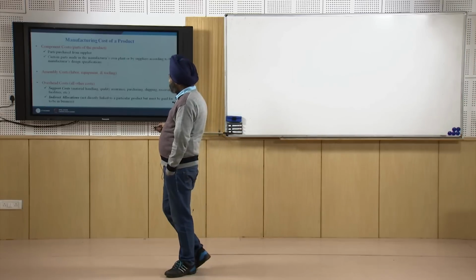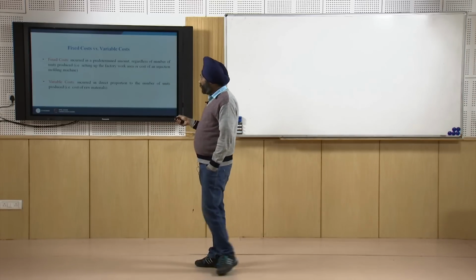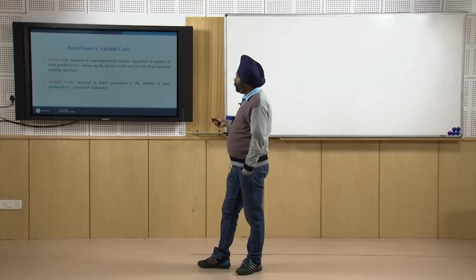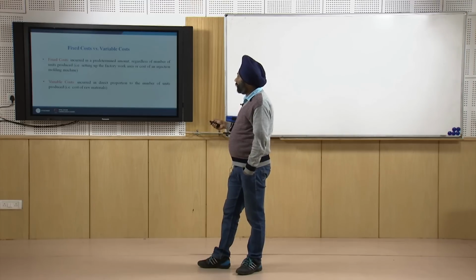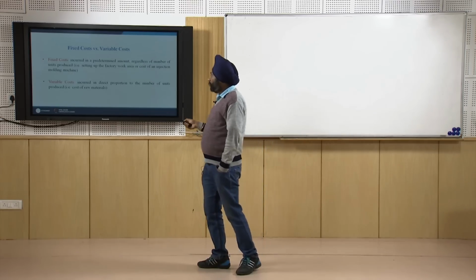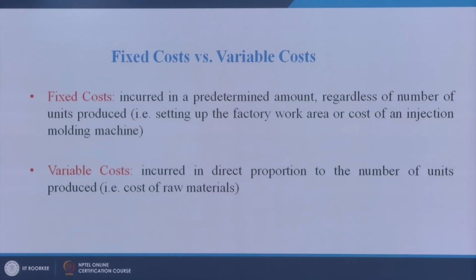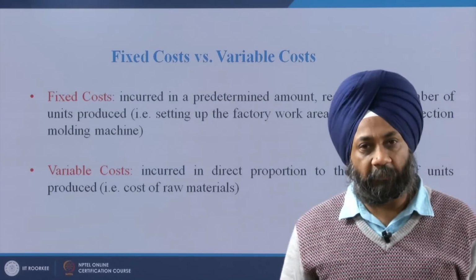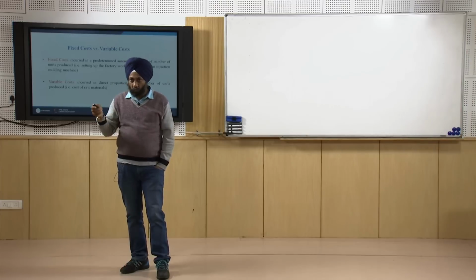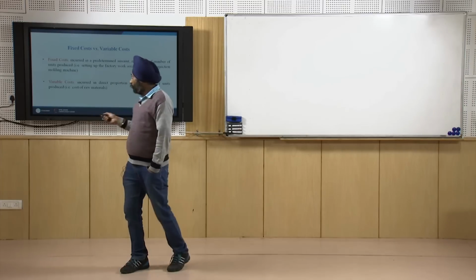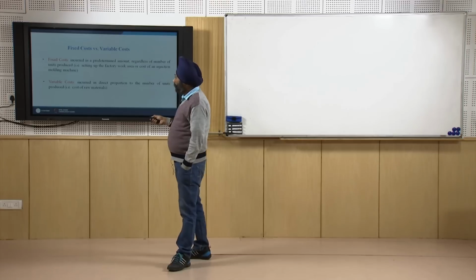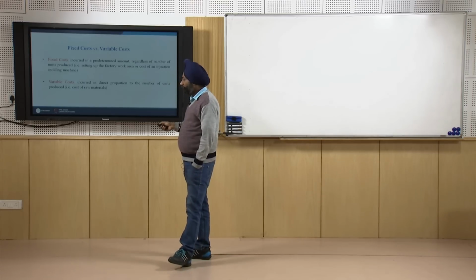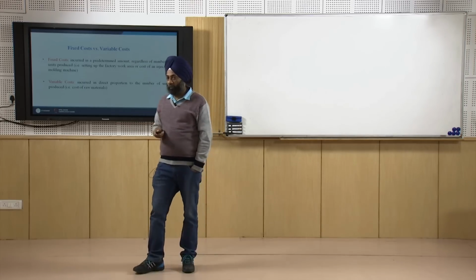So these are a brief summary. Fixed cost is incurred in a predetermined amount regardless of the number of units produced, that is, setting up of the factory, work area or cost of an injection molding machine. Variable cost is incurred in direct proportion to the number of units. Fixed costs and variable costs are very common terms used in the break-even analysis. Whenever you draw the curve, you will use these curves for fixed cost, remaining horizontal, then variable cost depending upon the number of products produced.